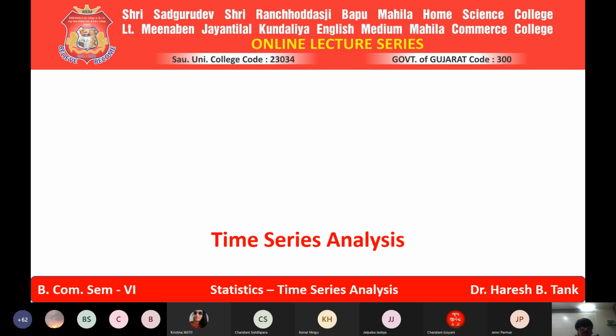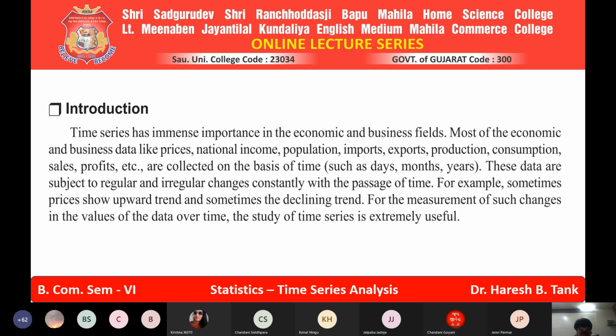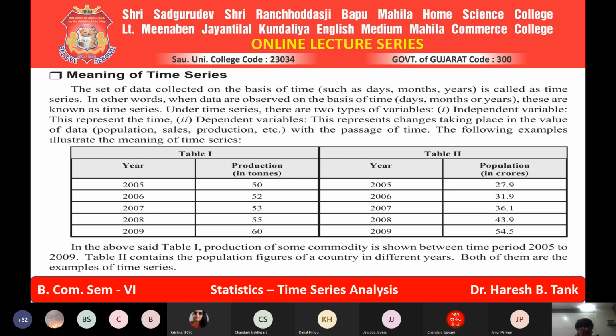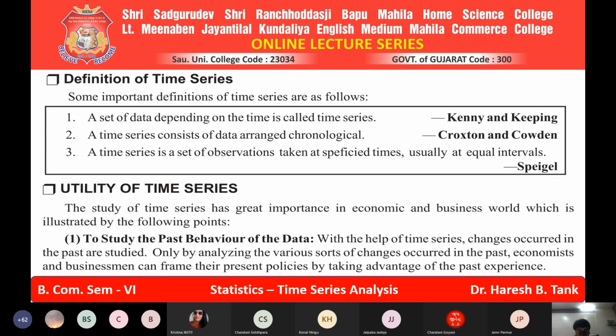Let us go through it very fast. In the introductory part, we have seen the meaning of time series. That is what we have already seen. Definition: a set of data representing time is called time series. We have talked about its utilities.